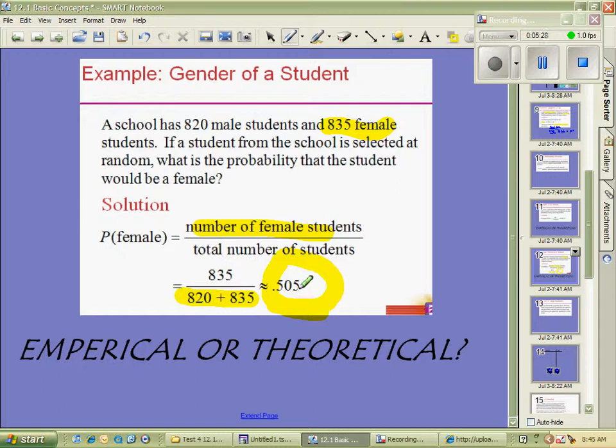All right, empirical or theoretical? Are the events equally likely? Is it equally likely that you're going to get a female as you are going to get a male? No, it's not. So therefore, this is empirical probability, or experimental. Remember, they go hand in hand. But it's all about the equally likely.